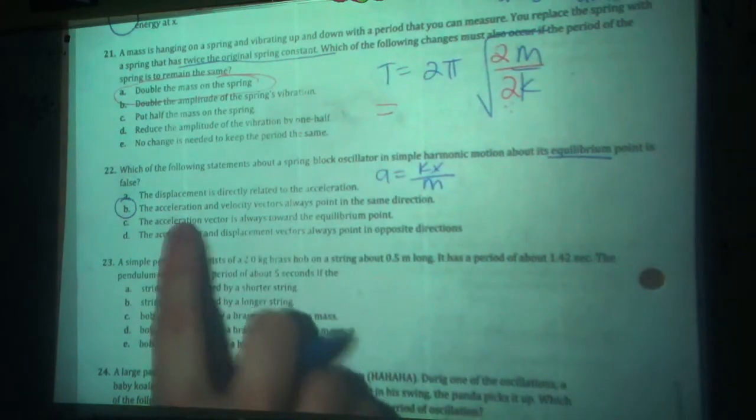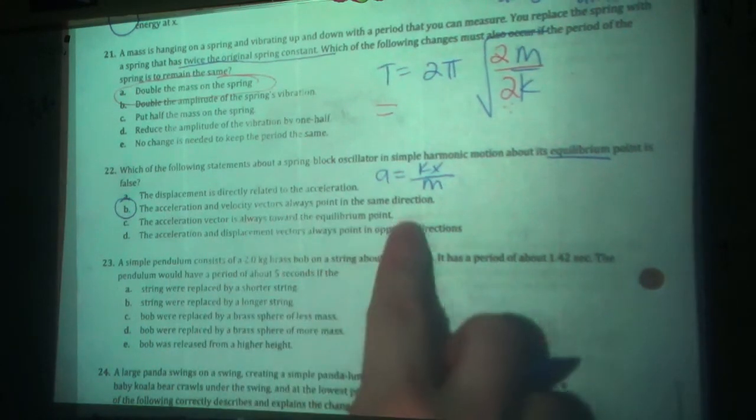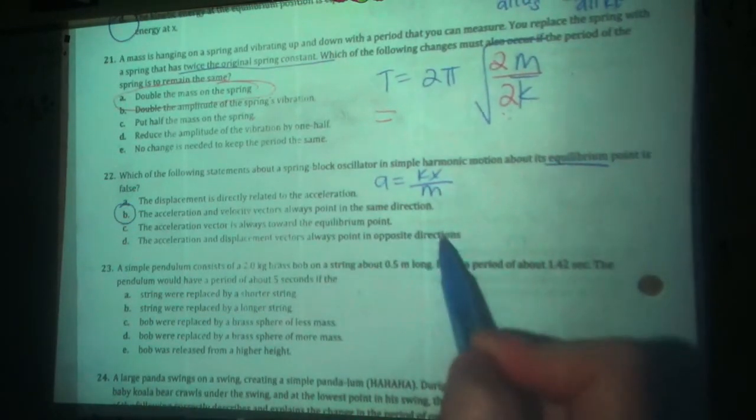The acceleration vector is always towards equilibrium, yes, because your force is always trying to go back to equilibrium. Acceleration and displacement always point in opposite directions, yes, that is true, because when it's pushed to the left, when it is compressed to the left, it feels a force back towards the right, equilibrium. When it's stretched to the right, it feels a force back towards equilibrium to the left.